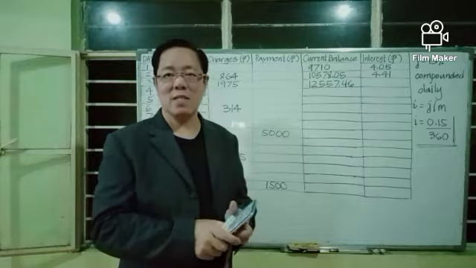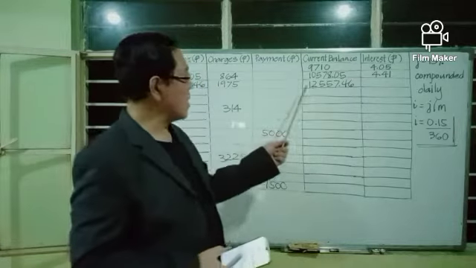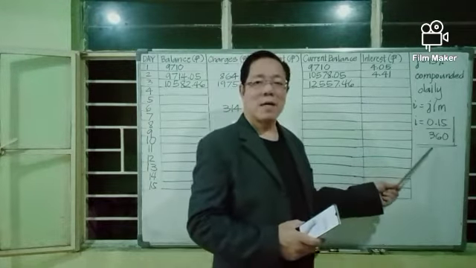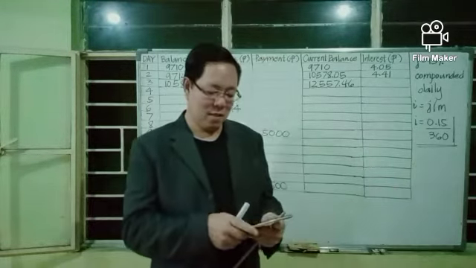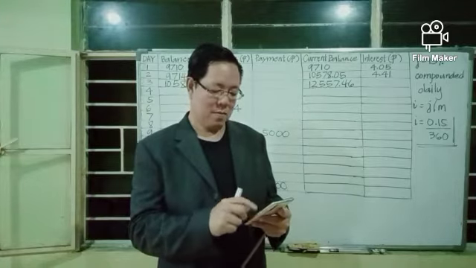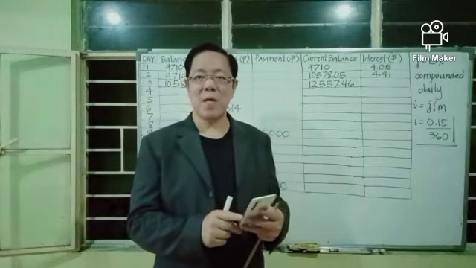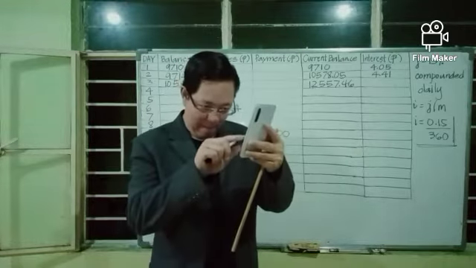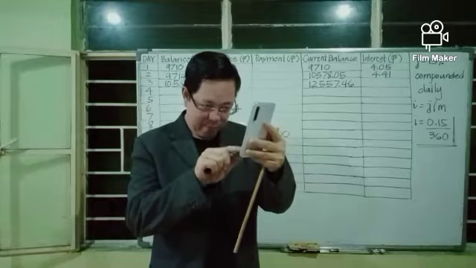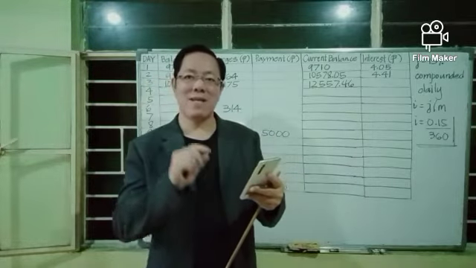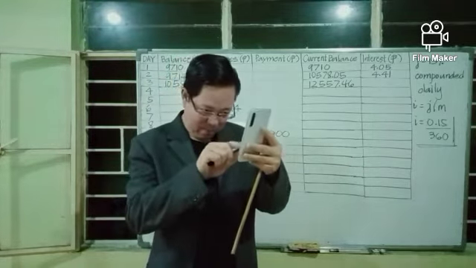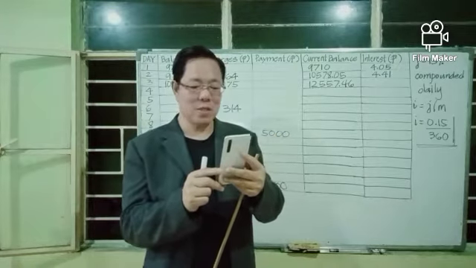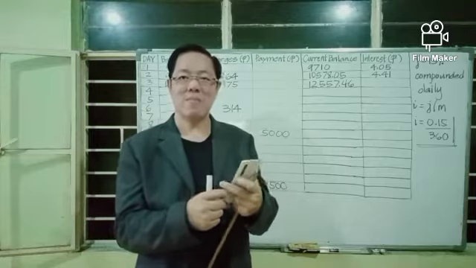12,557.46 pesos will earn an interest, and the interest is obtained by multiplying this current balance at the end of November 3 by 0.15 and divide by 360. 12,557.46, multiply that by 0.15 and divide the product by 360. To 2 decimal places, you should get 5.23 pesos.